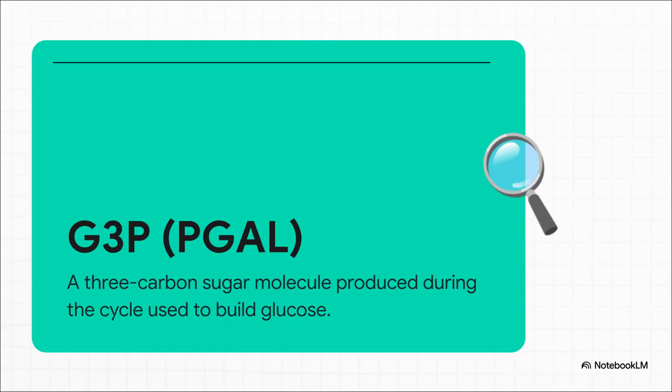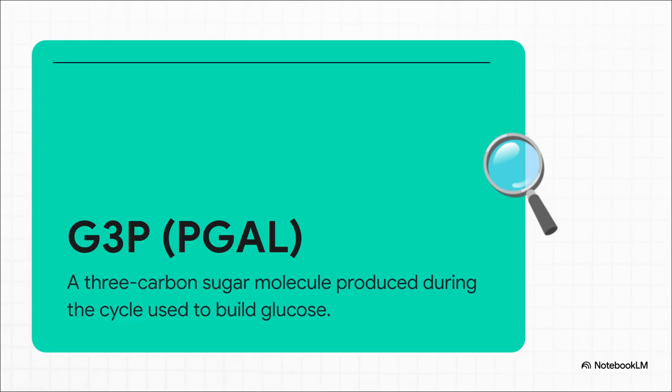We actually call this phase reduction because, in chemical terms, the molecules are gaining energy. G3P is a 3-carbon sugar molecule, and honestly, it's the star product of the Calvin cycle. In fact, some of these G3P molecules actually leave the cycle at this exact point. Why? Because two G3P molecules will combine to form one single glucose molecule.